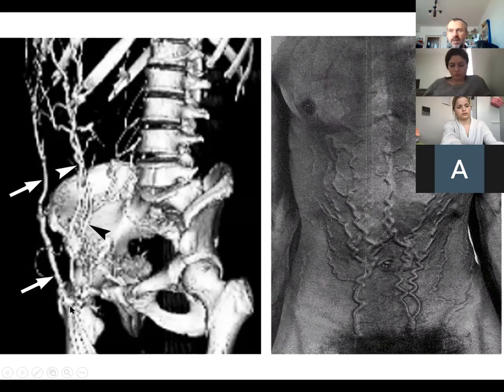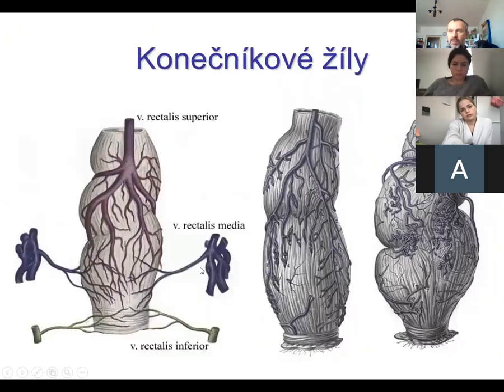And this is another patient where you can see the enlarged superficial epigastric and inferior epigastric veins. So these are enlarged cavo-caval anastomosis. Of course, not every patient looks like this. This is just a nice example to show.